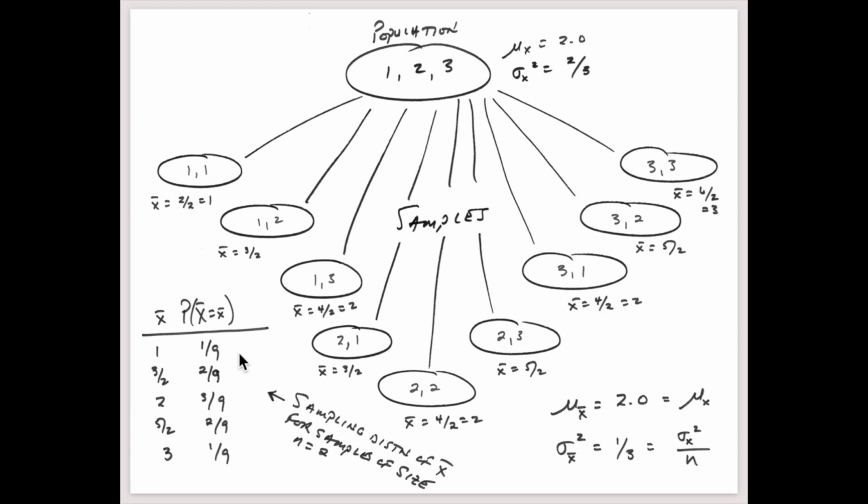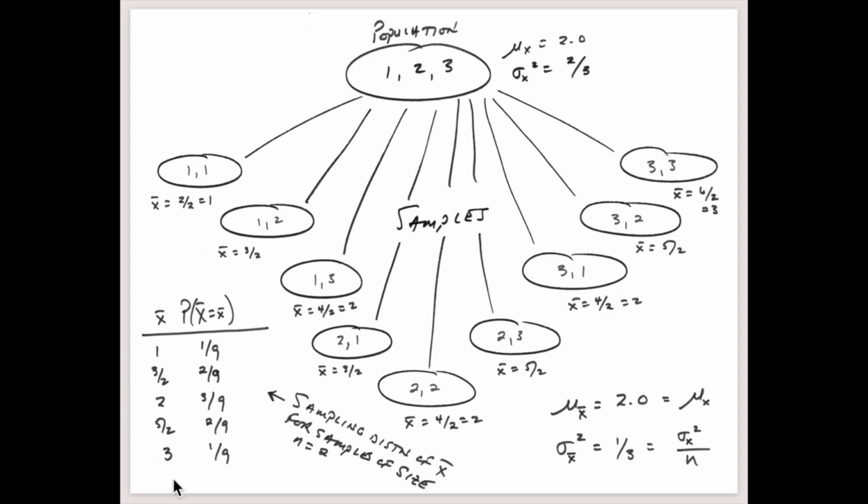Now, you'll notice that the sum of these 5 probabilities is 1, which it needs to be. If we get something less than 1, then we've not accounted for something, and if we get something more than 1, well, we've made a mistake somewhere.